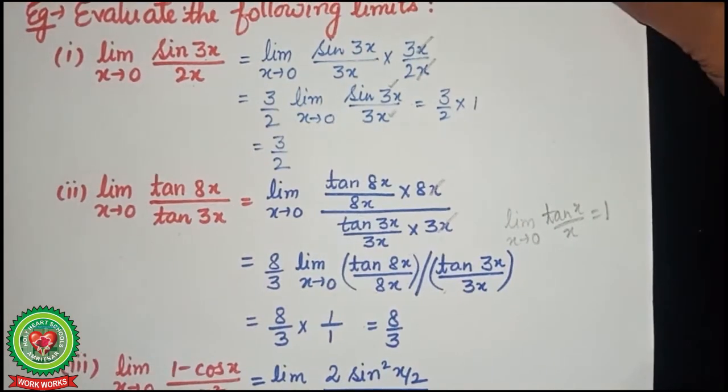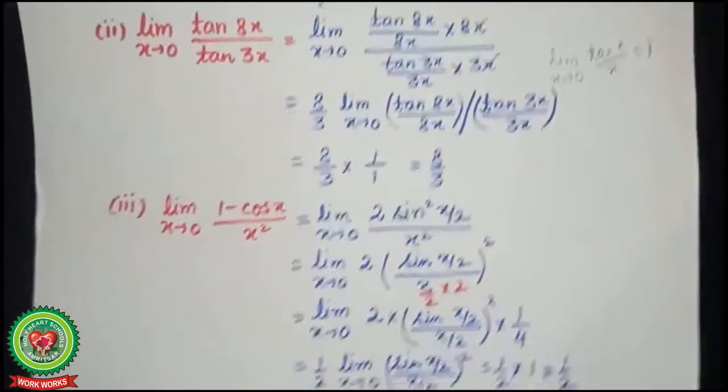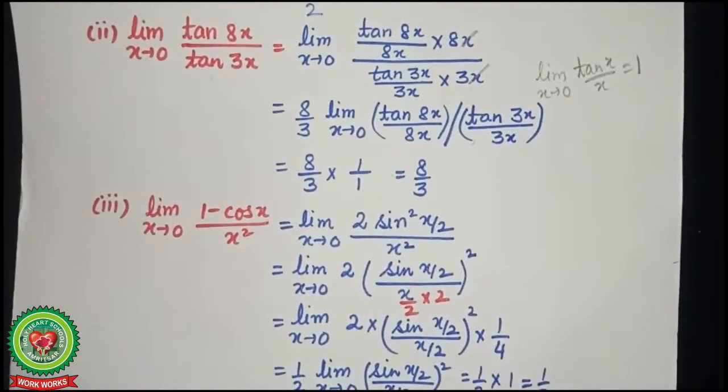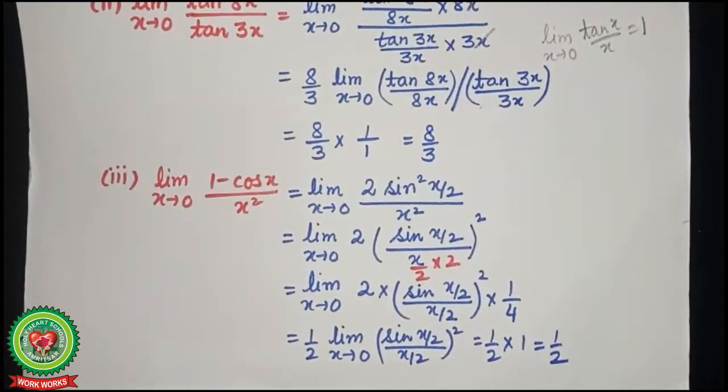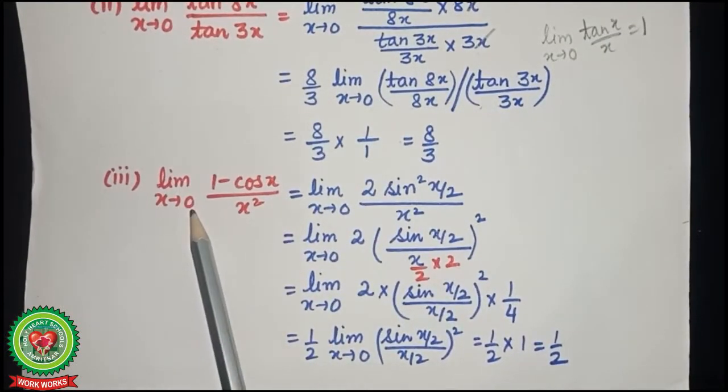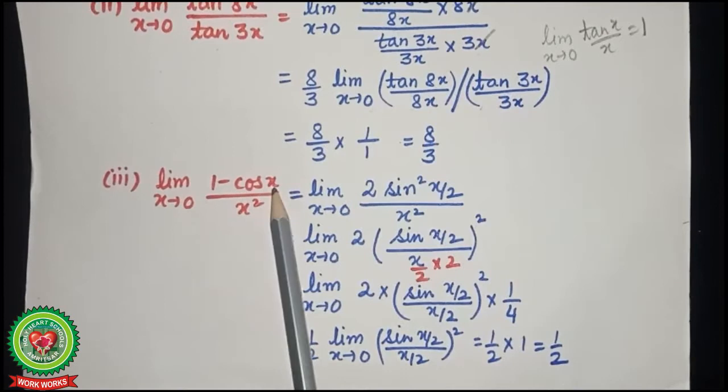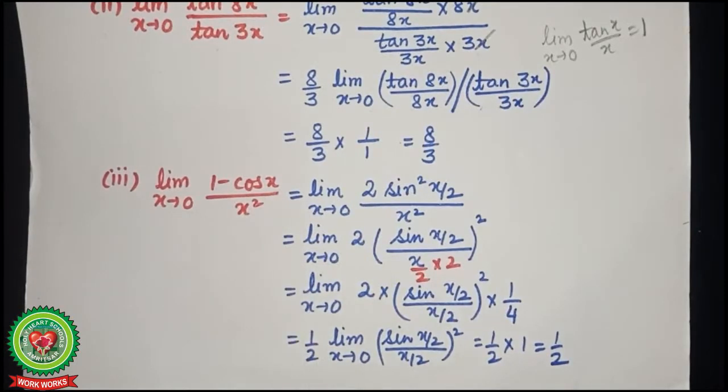Now the next example is where we have taken the function cos x. We do not have any limit formula for the cos function, so let's check how to do sums of this type. Now the limit as x approaches 0 of 1 minus cos x upon x square is there.